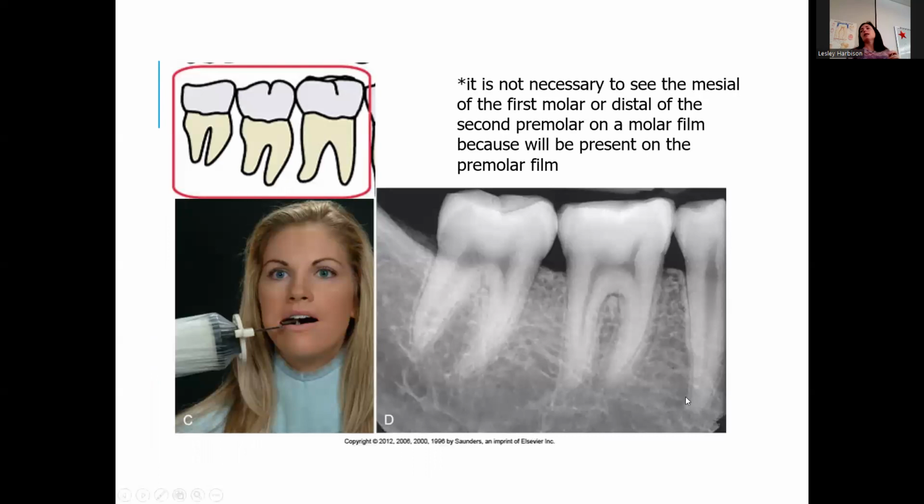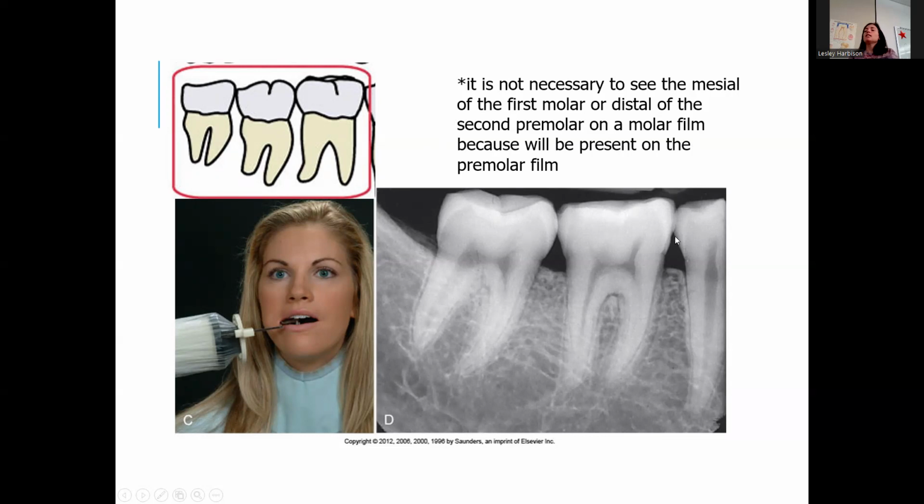And here is an example of it. They don't center the second molar. I should probably put in one of our images. In the textbook, they don't have it as one of their examples. But in our images, we would want the second molar centered. It's not necessary to see the mesial. Okay, we already have that comment from before.